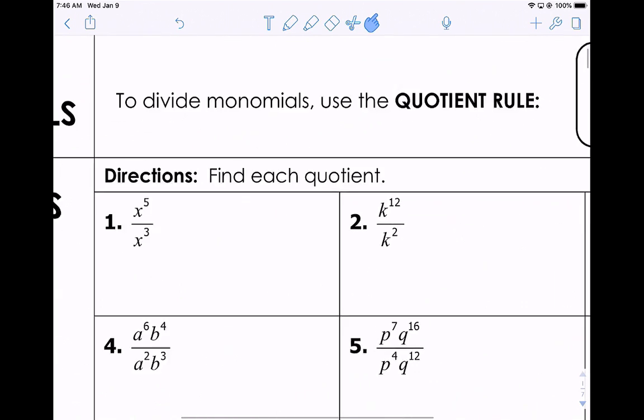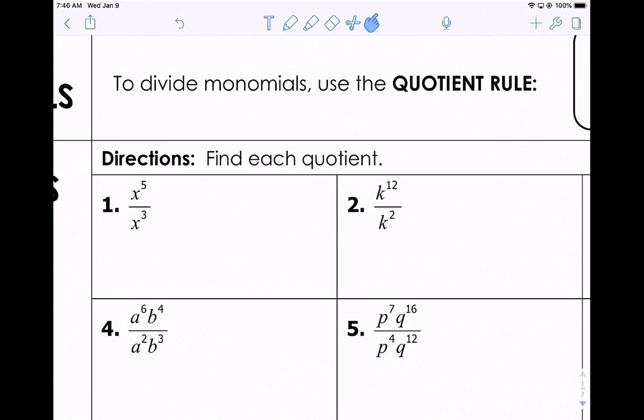So let's look at some examples. It says find each quotient. So we have x to the fifth divided by x cubed. They have the same base, so again, all we do is subtract these. I'm going to write this in expanded form and show you why subtraction is what works. So x to the fifth could be rewritten as x times x times x times x times x, 5 x's, right? X times itself 5 times. Divided by x cubed, which is x times x times x.